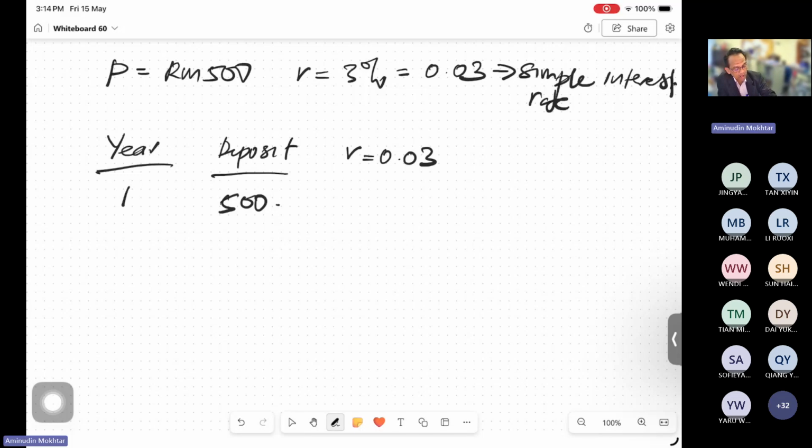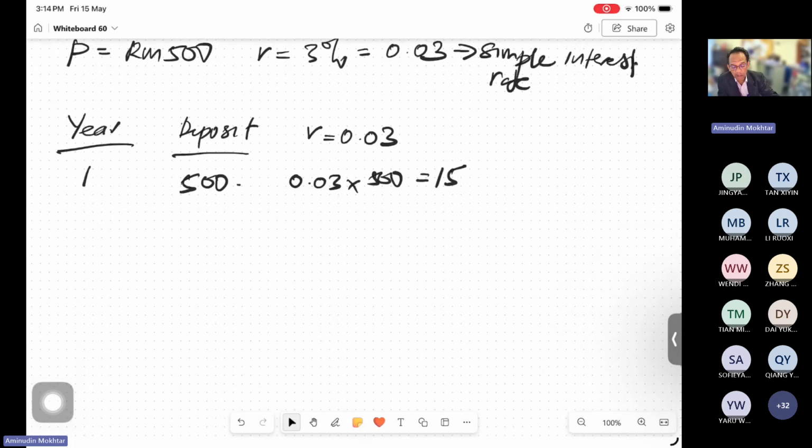Let's say in this case, 0.03 divided by 500. So at the end of year 1, you will receive the amount of interest equal to 50 ringgit, for example. So that is the number of dividend that you receive in a bank for year 1. This amount can be calculated based on this formula.